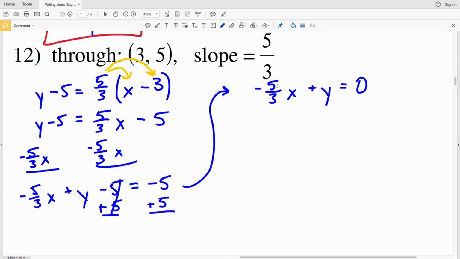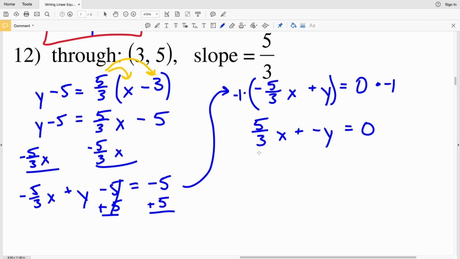However, this a is negative, which we know it can't be. And for ax plus by, a, b, and c must be integers. So let's go ahead and make it all positive first. So we'll multiply by negative 1 on both sides. So we'll have 5/3 x plus negative y equals 0 times negative 1 is 0.